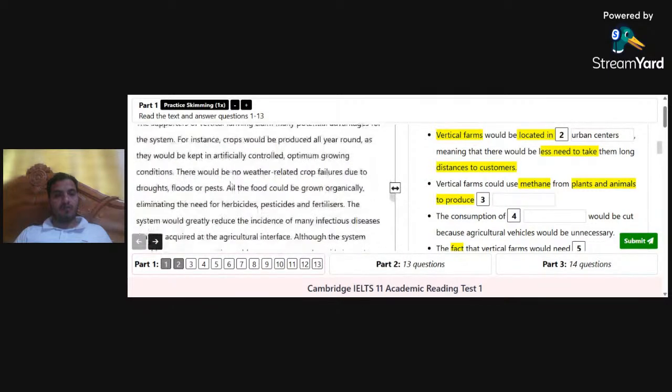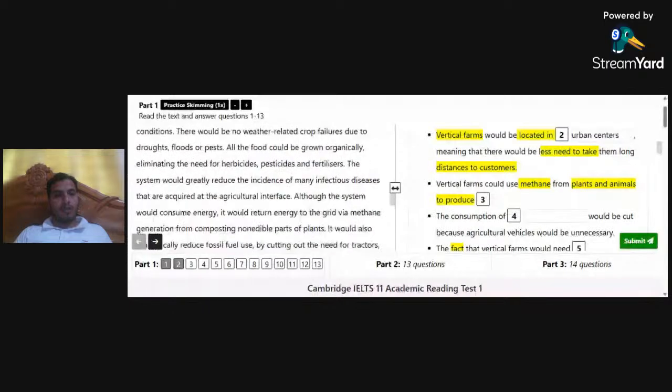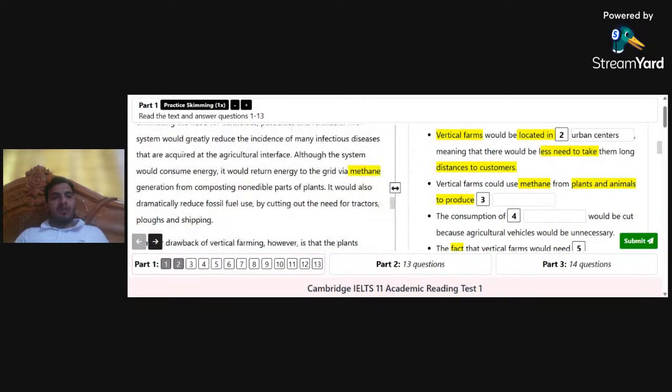Okay, monsoons get rid via here, there is the word methane. So vertical farms will use this thing to produce something. Let's see what they are producing. Methane generation, and it would also dramatically reduce fossil fuel use by cutting out the need for tractors and ploughing and shipping.